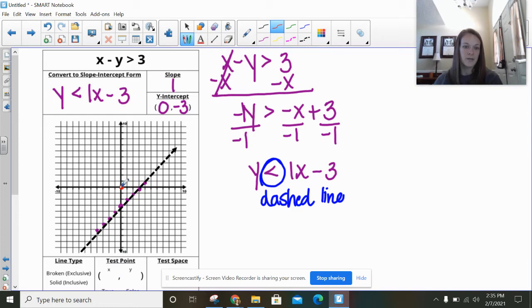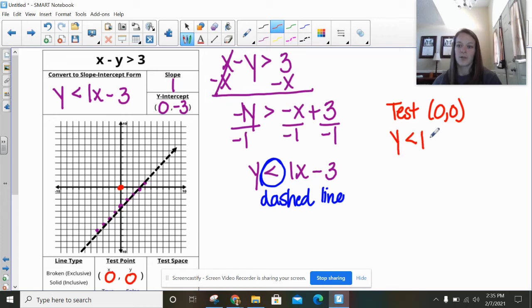Okay, so here's 0, 0. It's not on the line, so I can use it. So that's what I'm going to test. So I'm going to use this equation. I'm testing 0, 0 to see if it's true or false to tell me where I need to shade. Okay, I'm going to just use the slope-intercept form, plugging in 0.